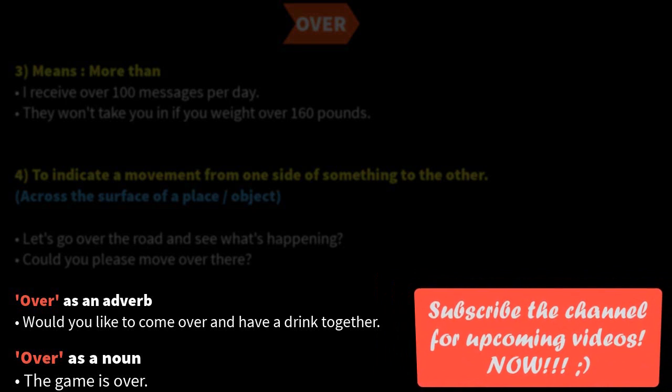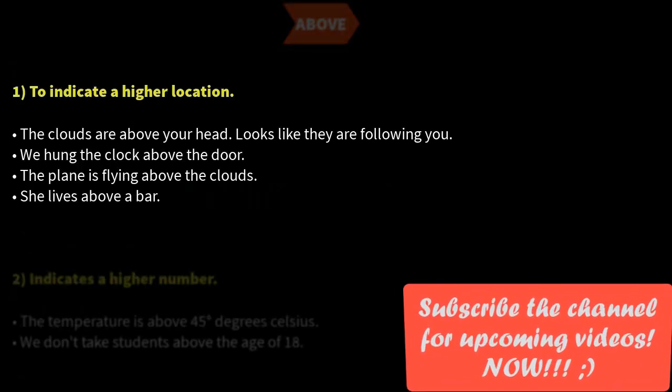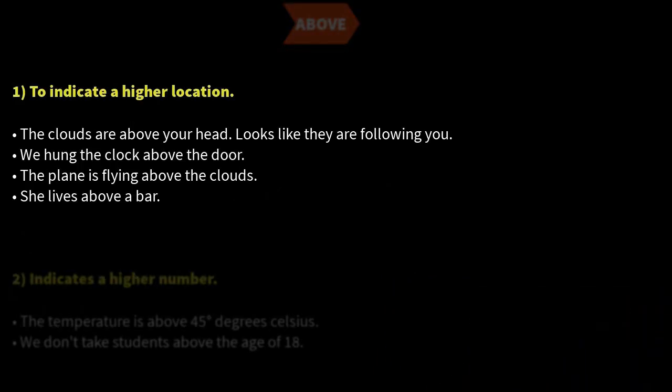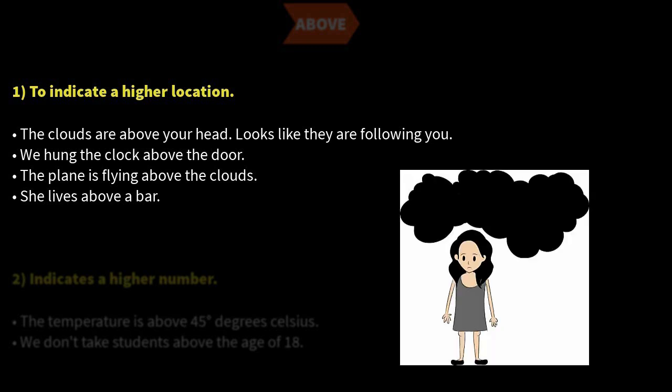Let us talk about the next preposition, above. Guys, above has quite similar usages to the preposition over, but it is used in some different situations as well. Let us master this one as well. Usage number 1, to indicate a higher location, that we also can use over for, right? The clouds are above your head. Looks like they're following you. The clouds are above your head at a higher location, indicating the location of the clouds higher than your head, right? The clouds are above your head.